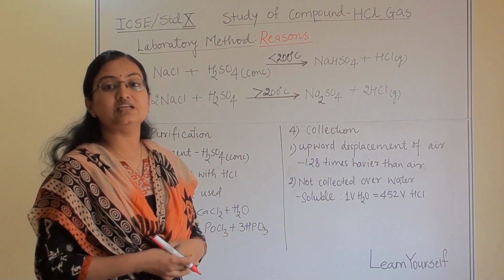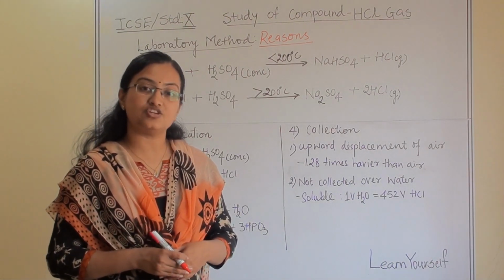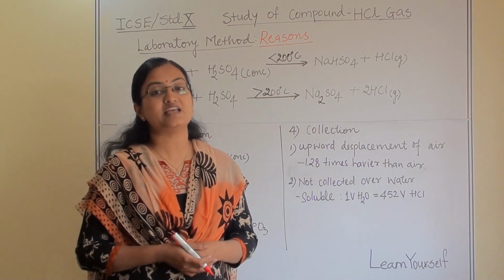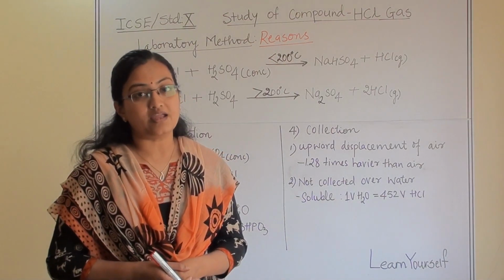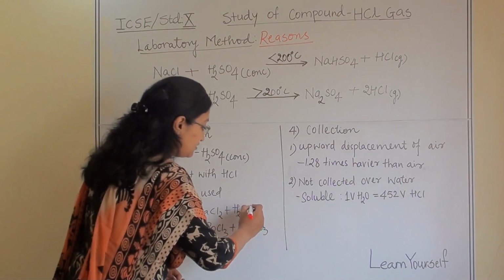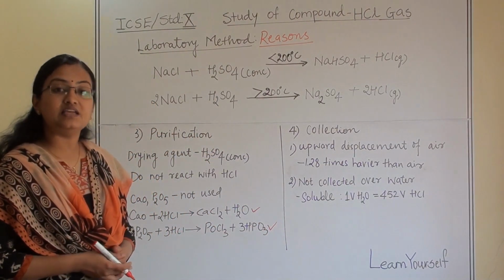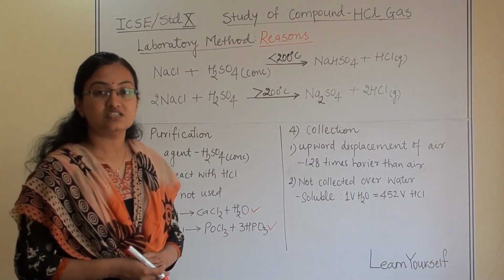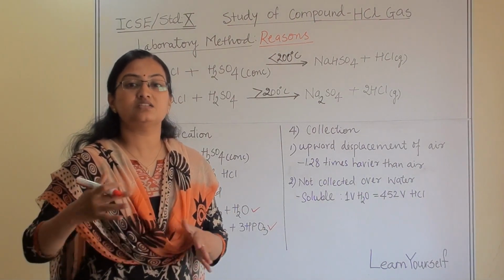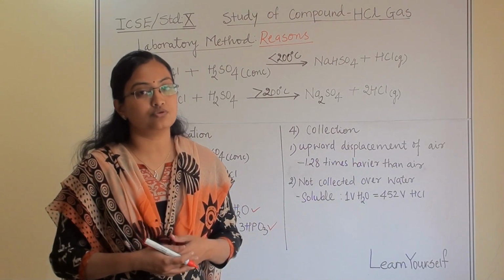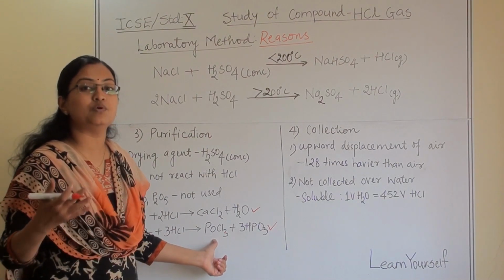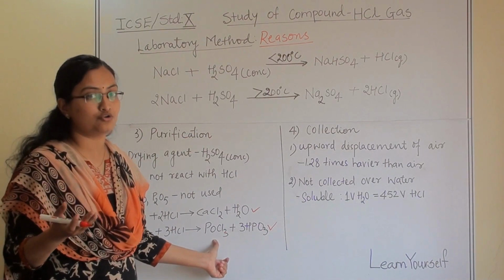You may get a question in the exam asking why we can't use calcium oxide and phosphorus pentoxide as a drying agent in hydrogen chloride gas preparation. When you are writing the reason, it is very important that you include a chemical equation also. It is not sufficient to write only a product name or just write that they will make some other product other than hydrogen chloride gas. You have to write the reaction and show which way it will react, and that's why we are not using it.